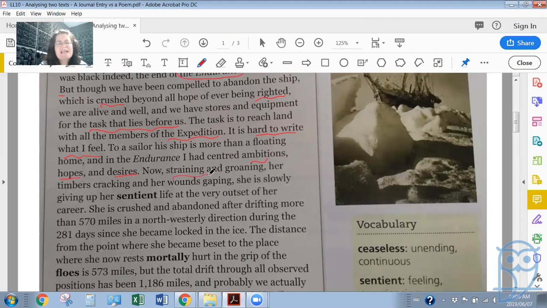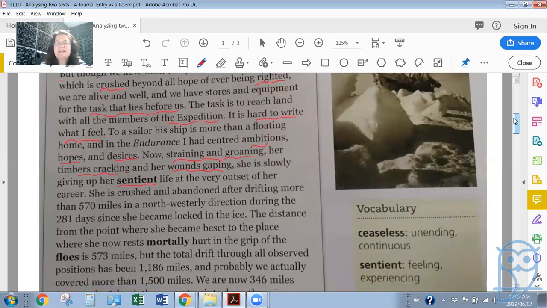Now, straining and groaning, her timbers cracking, because you can imagine the ice squeezing the wood together. So this boat is making a lot of noise. Straining and groaning, her timbers cracking, and her wounds gaping. In other words, holes that have been made in the wood by the ice. She is slowly giving up her sentient life. Now, something that is sentient has feelings, or can experience things with awareness. So it's almost as if the ship is alive. Okay, she is slowly giving up her sentient life at the very outset of her career. So she had been built for this very expedition, and here she is.